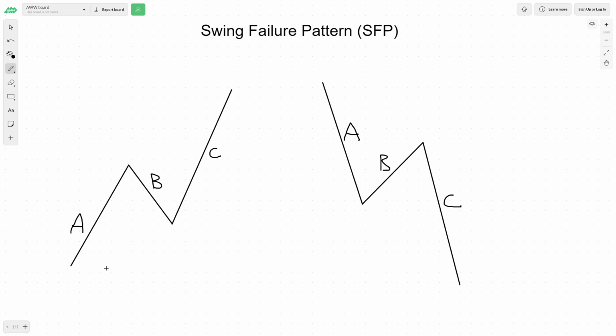Effectively, a lot of people know this as higher highs, higher lows, higher highs, or in this case, starting from the top, lower low, lower high, and lower low. There are many different ways to represent it. I just use simply ABC because it's the simplest way.